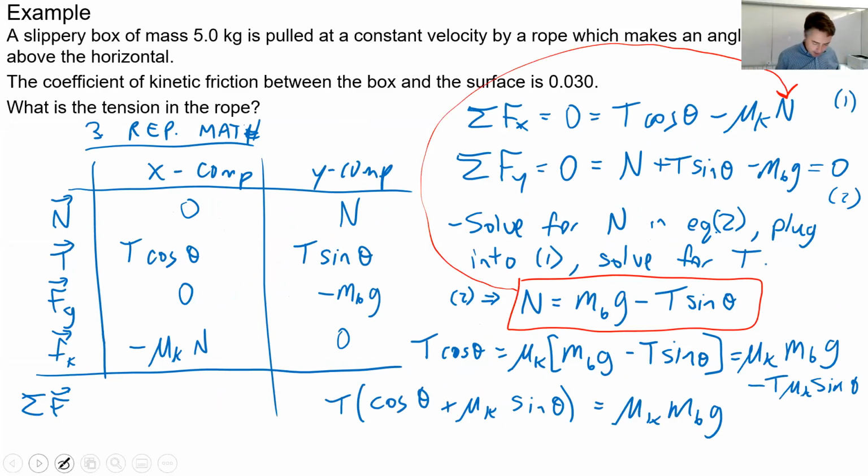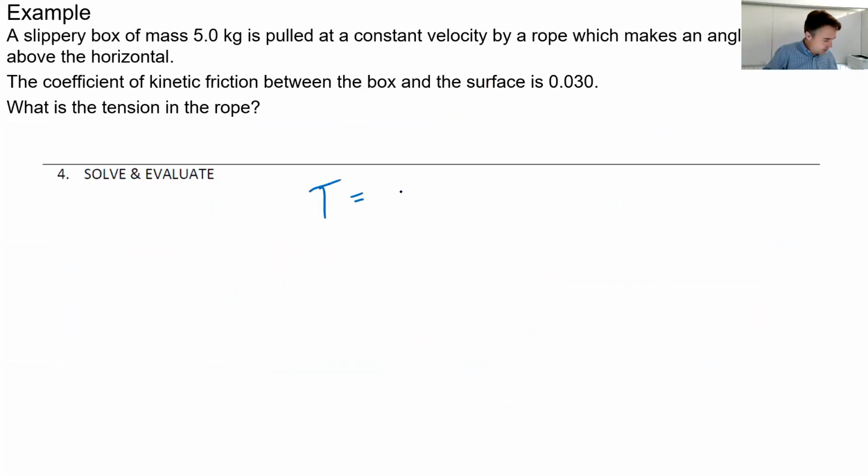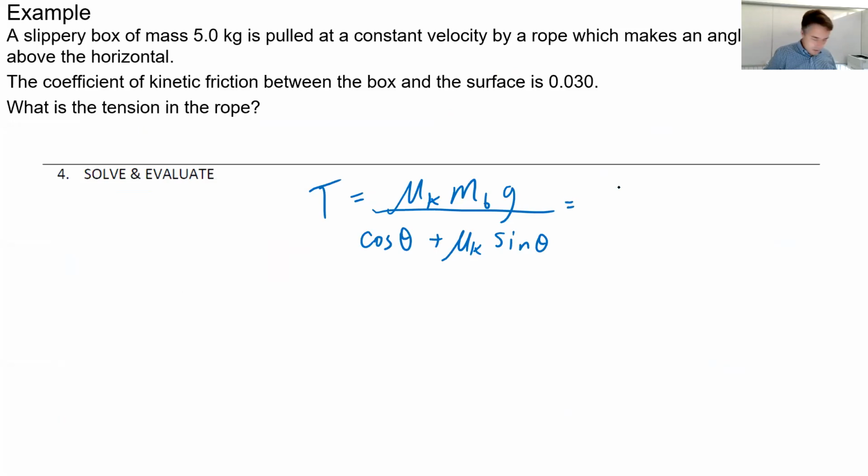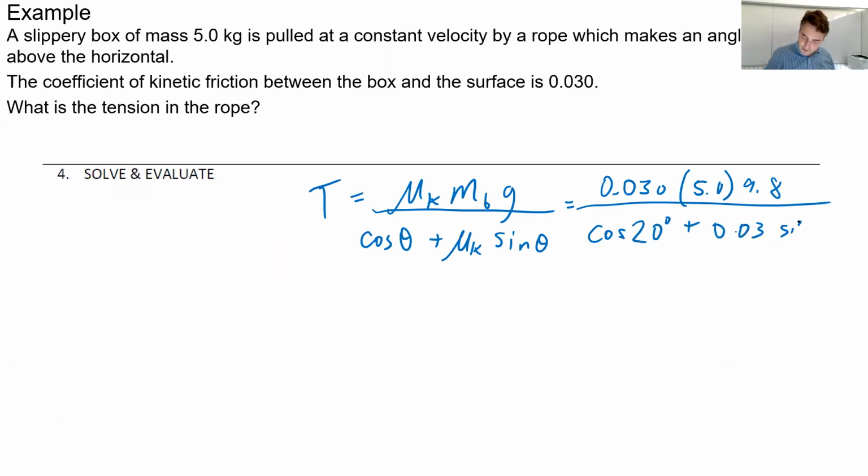So at this point I'm solving for T. I get that T is equal to mu sub k times the mass of the block times g, divided by cosine theta plus mu sub k times sine theta. So it's 0.030 times 5 kilograms times 9.8, divided by cosine of 20 degrees plus 0.03 times the sine of 20 degrees. You plug all this into your calculator, and what I got is T equals 1.5174, and it should be newtons because it's a force you're solving for.